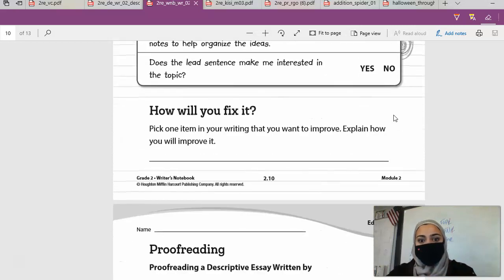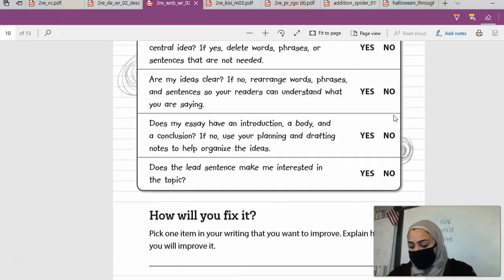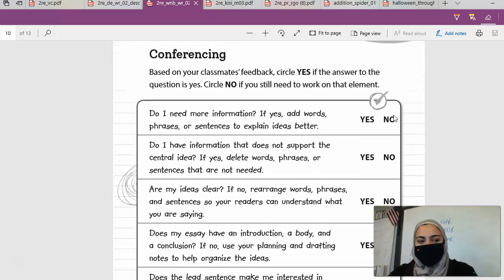For today and tomorrow, we're going to be working on conferencing. Online, it doesn't take that much time with your parents to do. But in class, since they have to switch and then go back and fix it, it's going to take a few days. So we're doing this for today and tomorrow for writing, okay?